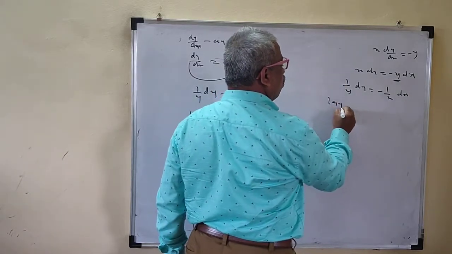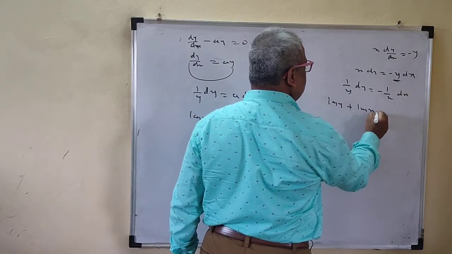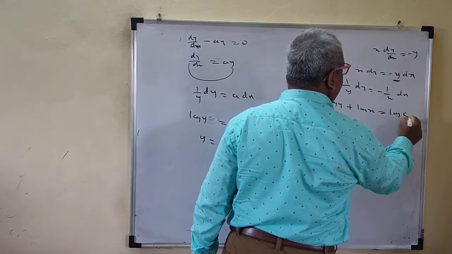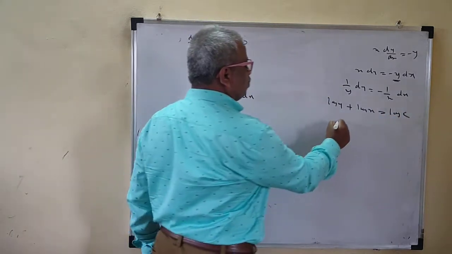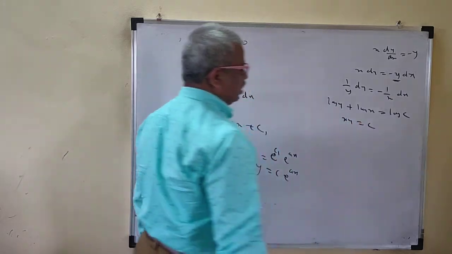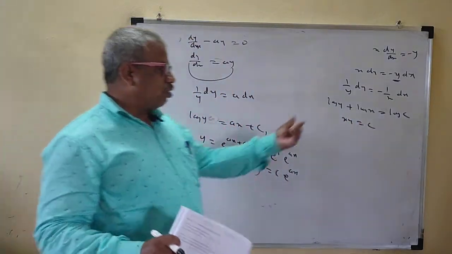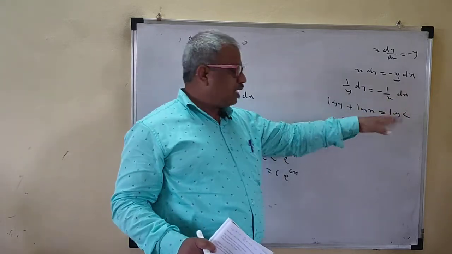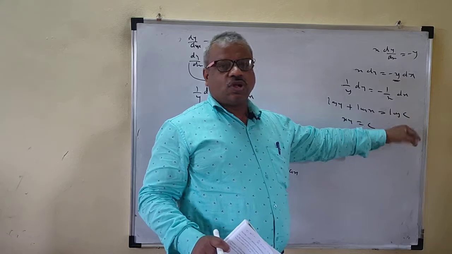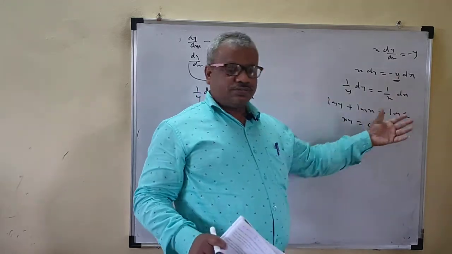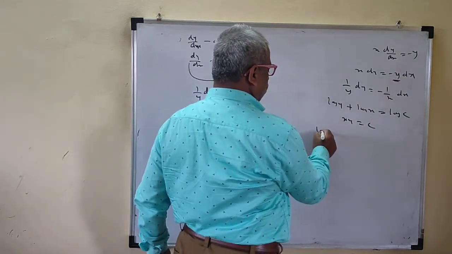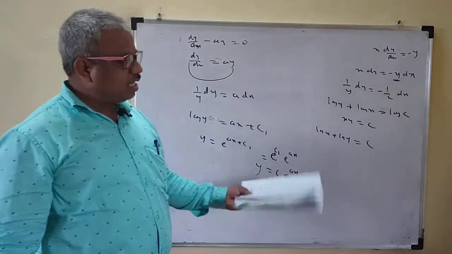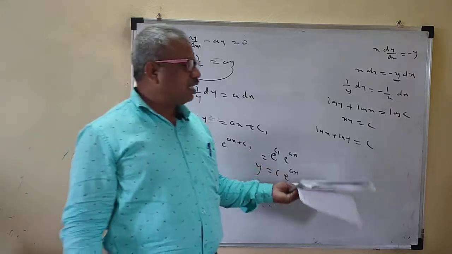So this is log y plus log x is equal to log c. So xy is equal to c, or log x plus log y is equal to some c. Whether log c is there or not doesn't matter; you can take it as c here. This is also a solution. You can add the arbitrary constant anywhere now.